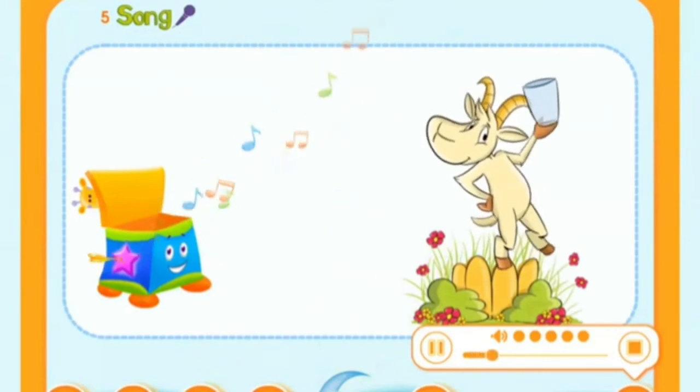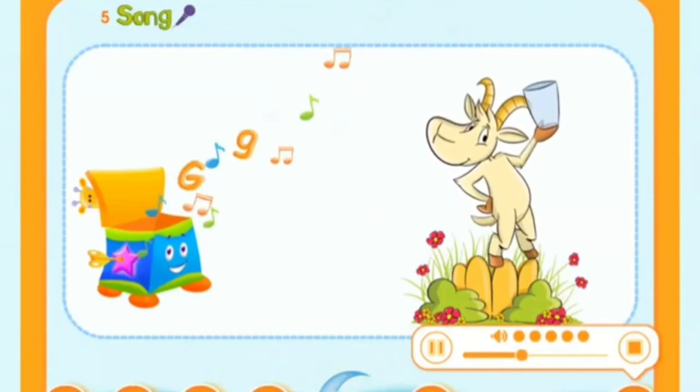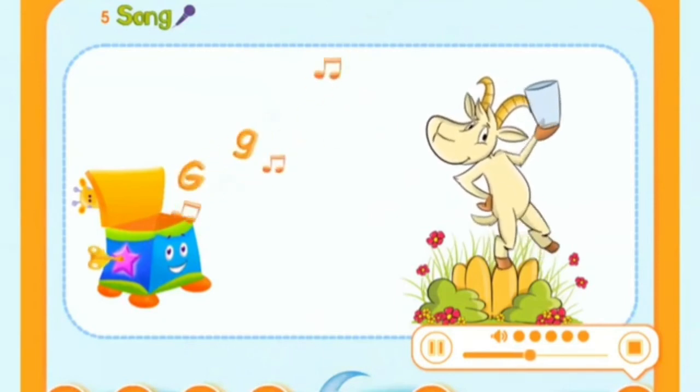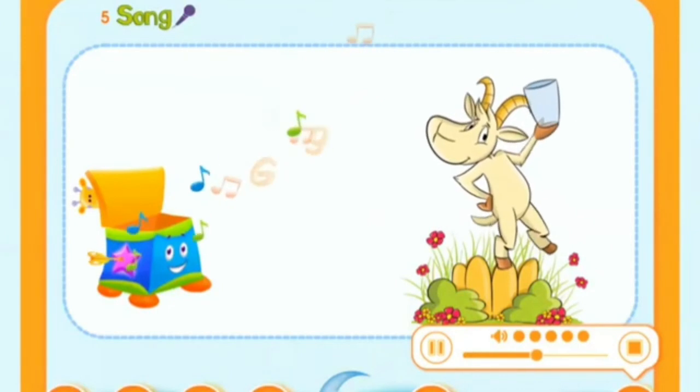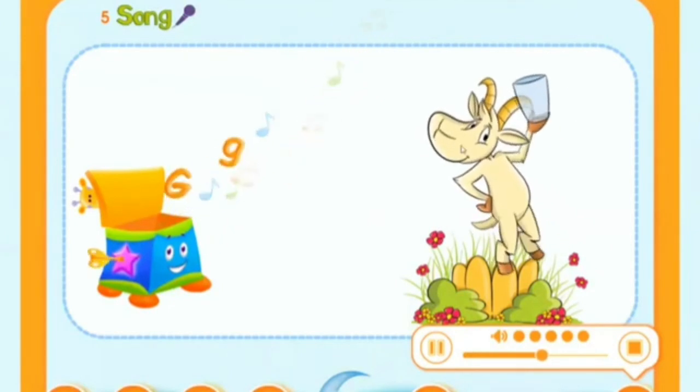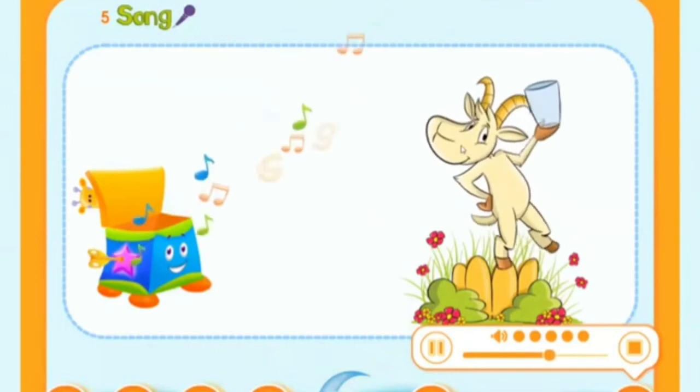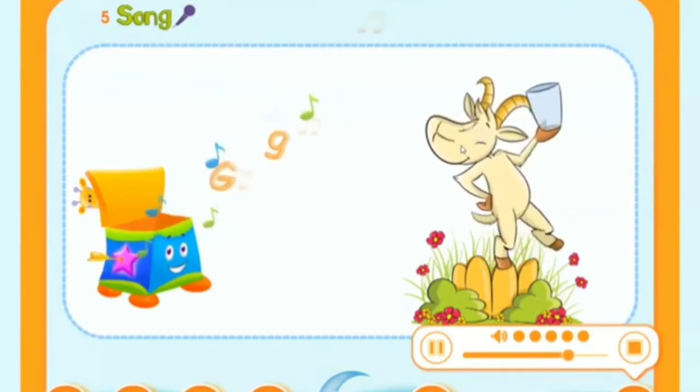Look at my garden. Look at the goat. A goat in my garden. A goat. In my garden, a glass.